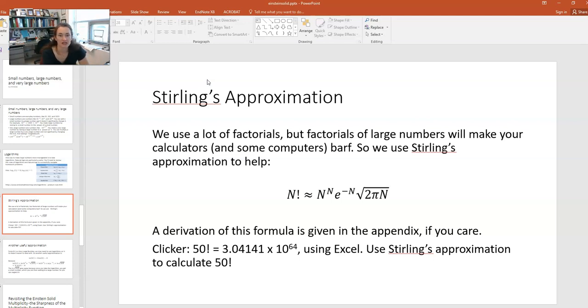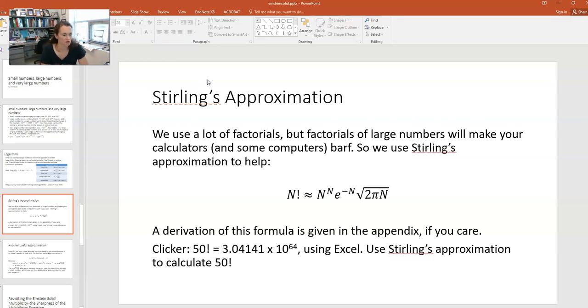If you're taking a factorial, for example n factorial, that's approximately equal to n to the n power times e to the minus n power times the square root of 2 pi n. So that's the approximation. Now, there's a proof of this in the appendix of Schroeder's thermal physics text, and you can look at that proof if you'd like. I'm not going to cover it in class, okay? We're just going to use it.